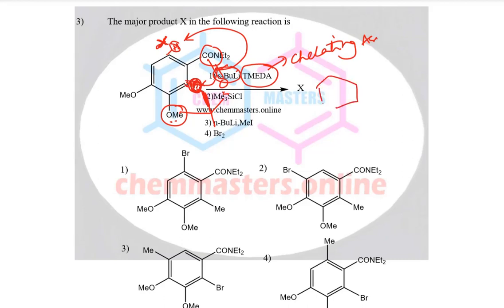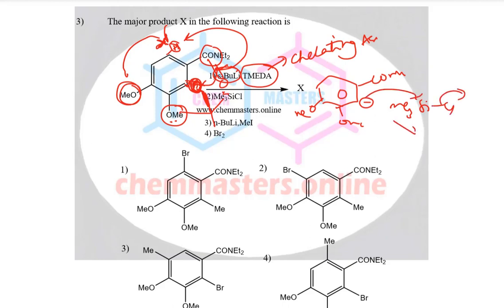Now just draw the structure. Here is a methoxy group, and here CONEt2. For example, if secondary butyl lithium attacked from here, there is no chelation because this methoxy group is far away. So that's why the acidic proton is abstracted by the secondary butyl lithium from here only. And after that, this negative charge attacks trimethylsilyl chloride. So attack here, and chlorine just moves out.